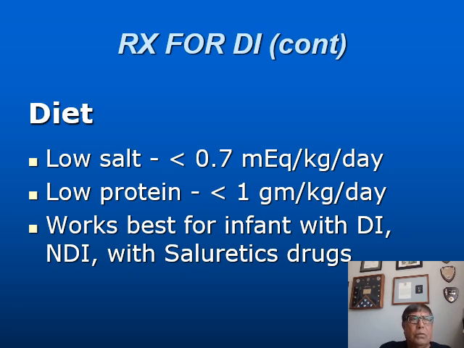Diet for diabetes insipidus is pretty much the same for NDI or central DI. Low salt is uniformly prescribed, usually less than 0.7 milliequivalent per kg per day, as well as a low protein diet, which should be less than a gram per kg per day, and it works best for infants with DI as well as nephrogenic diabetes insipidus.